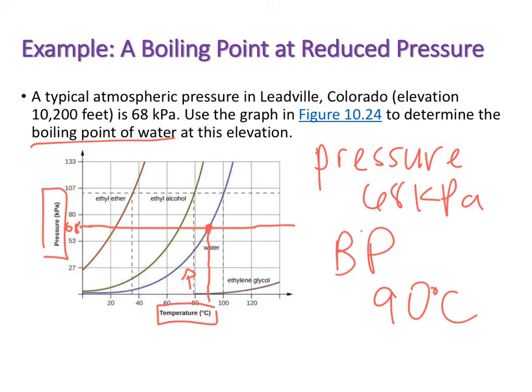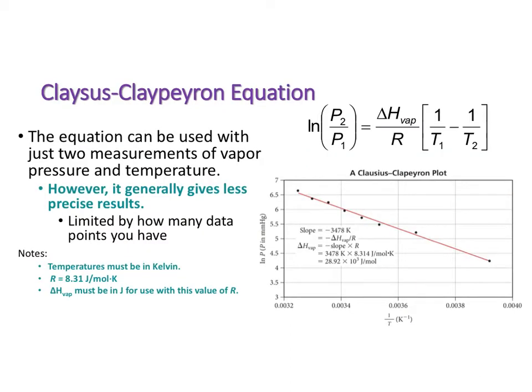Because this is a lower atmospheric pressure than sea level, we are going to see a lower boiling point because there is a lower pressure. So there is an equation called the Clapeyron equation. This equation is useful because you can use just two measurements of vapor pressure and temperature to determine any other unknown, right?